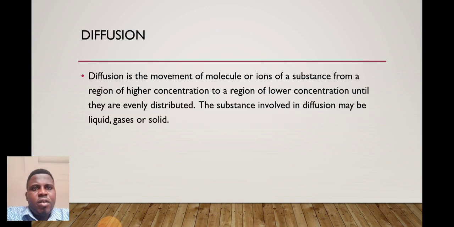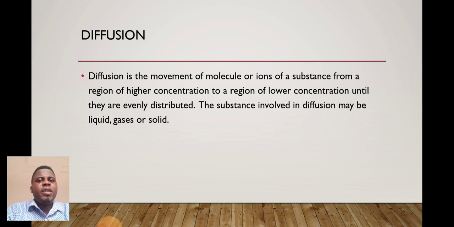Let's start. The first thing to note about the cell and the environment is that we must first understand the concept of diffusion. Diffusion is the movement of molecules or ions from a region of high concentration to a region of lower concentration until they are evenly distributed. The substances involved in diffusion may be liquids, gases, or solids.